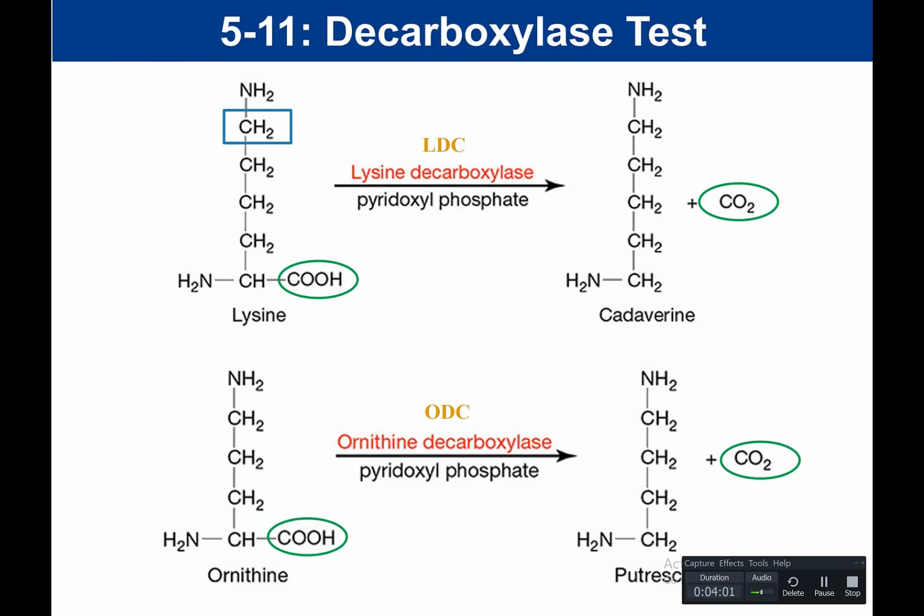You want to understand that if your substrate is lysine, your product is going to be cadaverine. And if your substrate is ornithine, your product is going to be putrescine. Remember that O and P are closer in the alphabet, so ornithine goes with putrescine, lysine goes with cadaverine. In terms of the names of the enzyme, lysine decarboxylase, the substrate is lysine. Ornithine decarboxylase, the substrate is ornithine. So you want to know the substrates, the enzymes, the products. Don't forget carbon dioxide is also a product of this reaction.